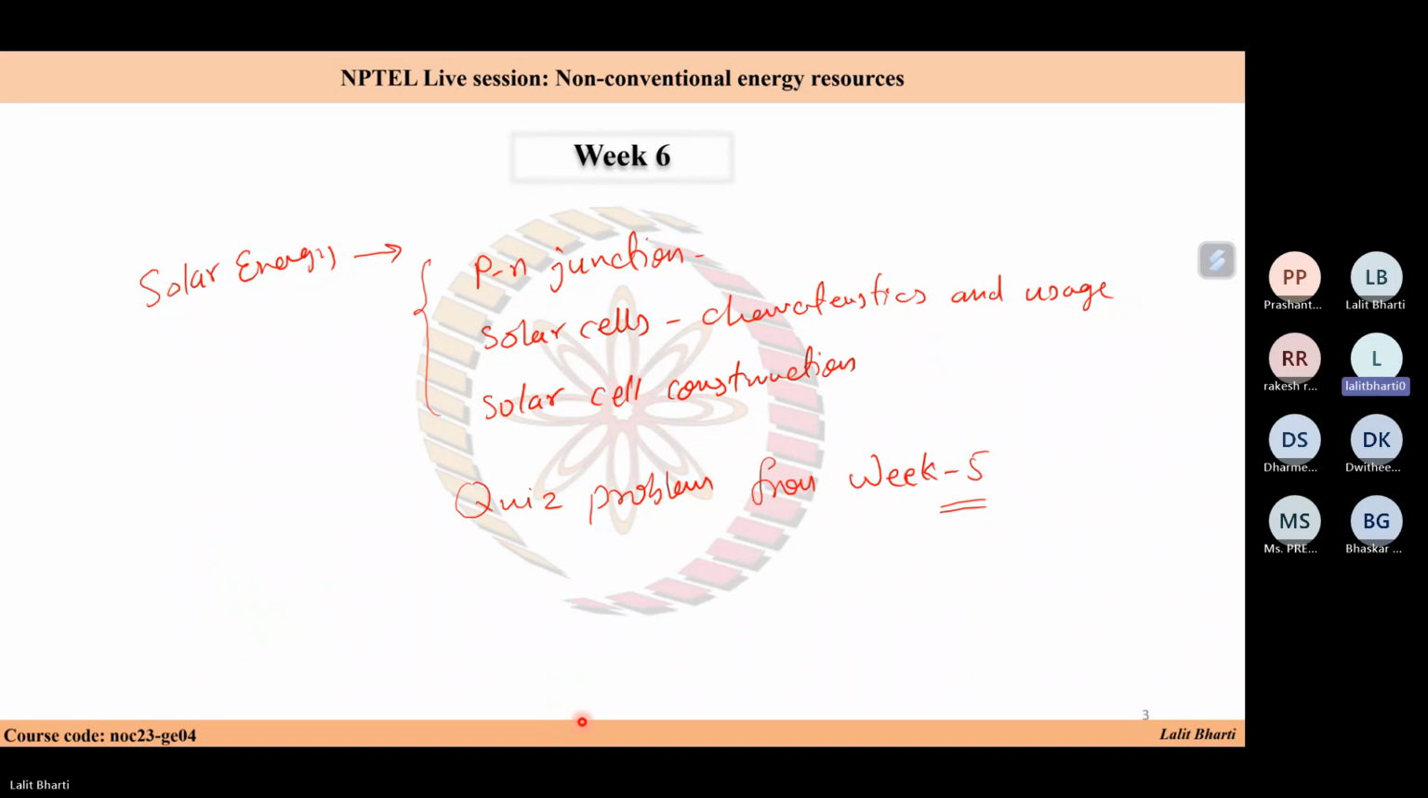So we have so far done the PN junction part, the solar cell, their characteristics, their uses, and the solar cell construction.